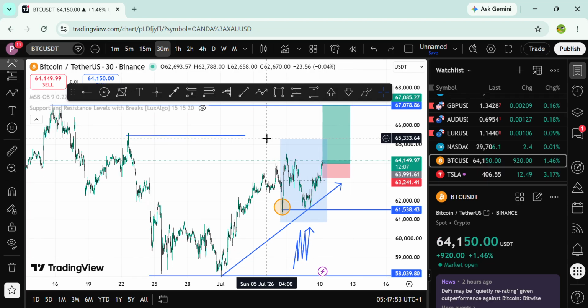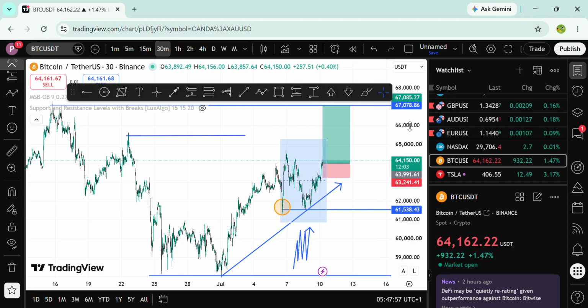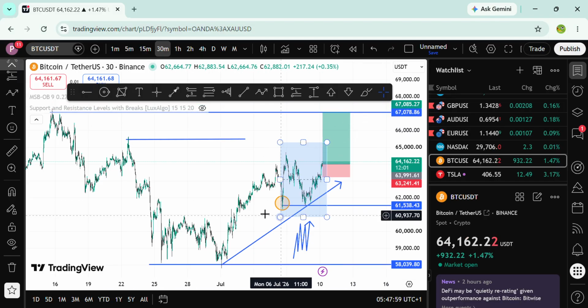You can see, do not be surprised, Bitcoin will surpass this level and go up. I will show you guys the aftermath of this chart.